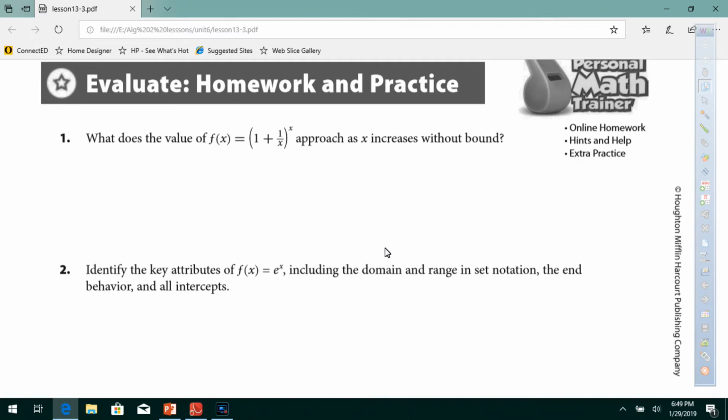Algebra 2 Homework 13.3. What does the value of f of x equals 1 plus 1 over x to the x power approach as x increases without bound?